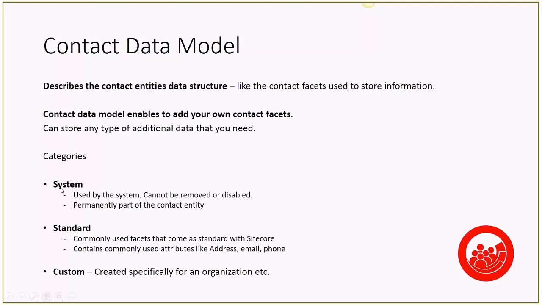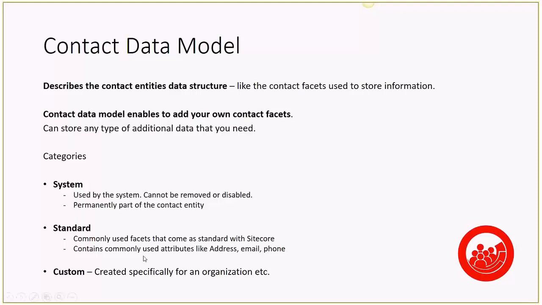One is called system, and standard and custom. System is the system default one, what Sitecore provides by default. These are permanent data structures. They cannot be changed. These values cannot be disabled. So it's definitely recorded information for a contact.